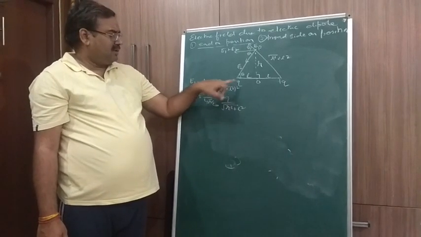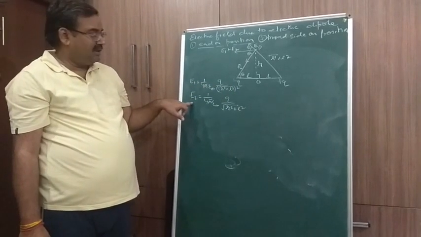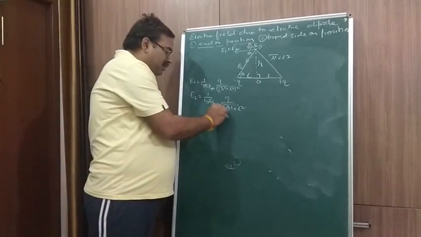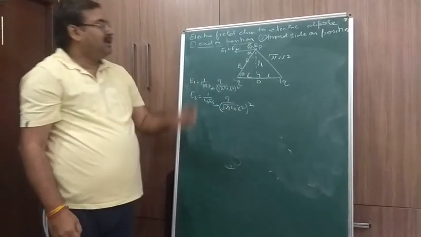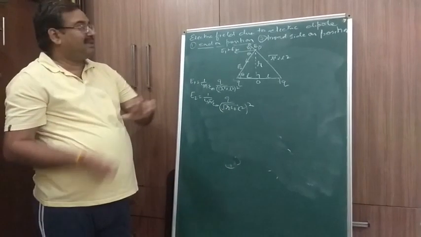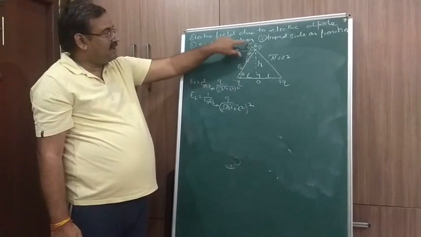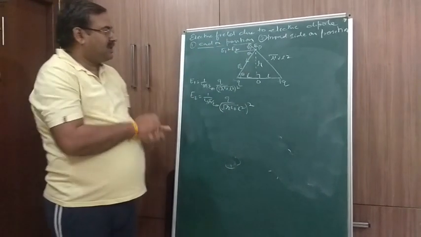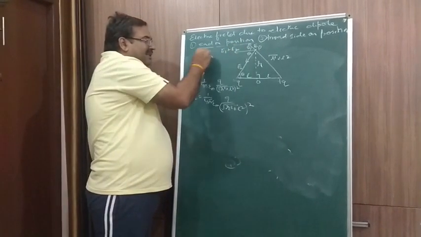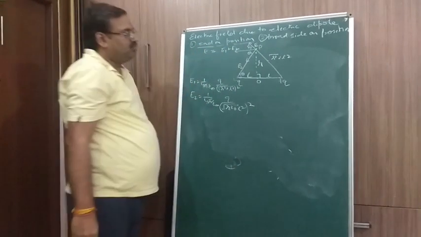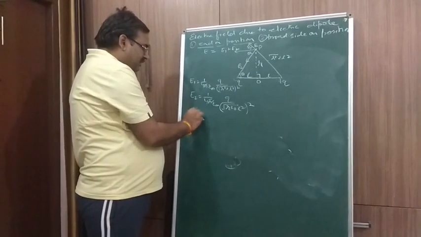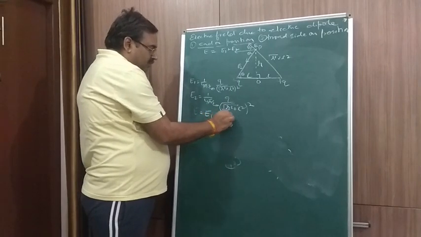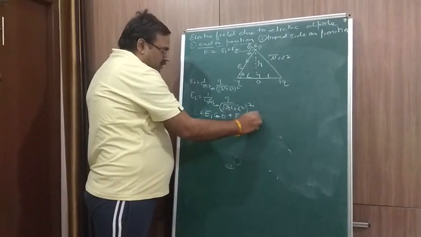For minus q also, the magnitude of the electric field remains the same. It is again 1 upon 4 pi epsilon naught, q upon (under root r square plus l square) raised to power 2. But what is happening? The directions: one is along the outward direction, and the other is towards the negative charge. Now, the resultant net electric field will be equal to E1 plus E2, that is, E1 cos theta plus E2 cos theta.